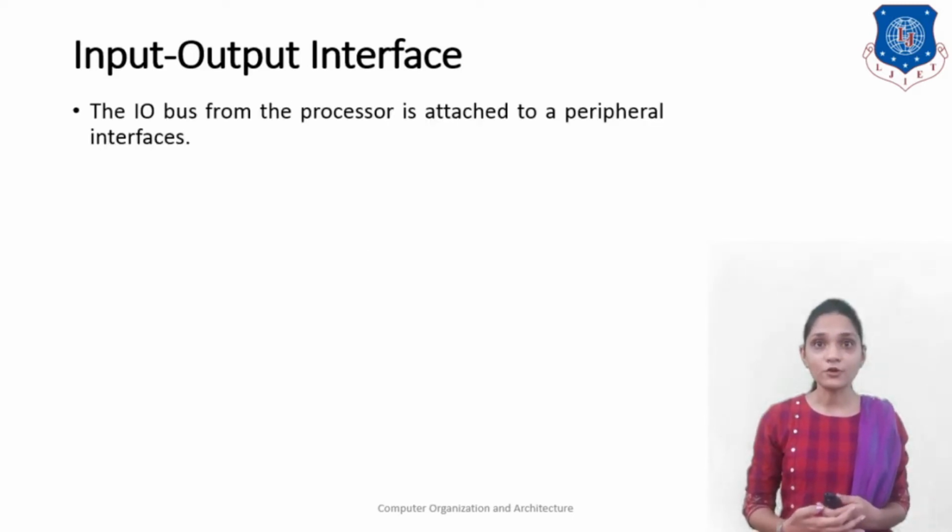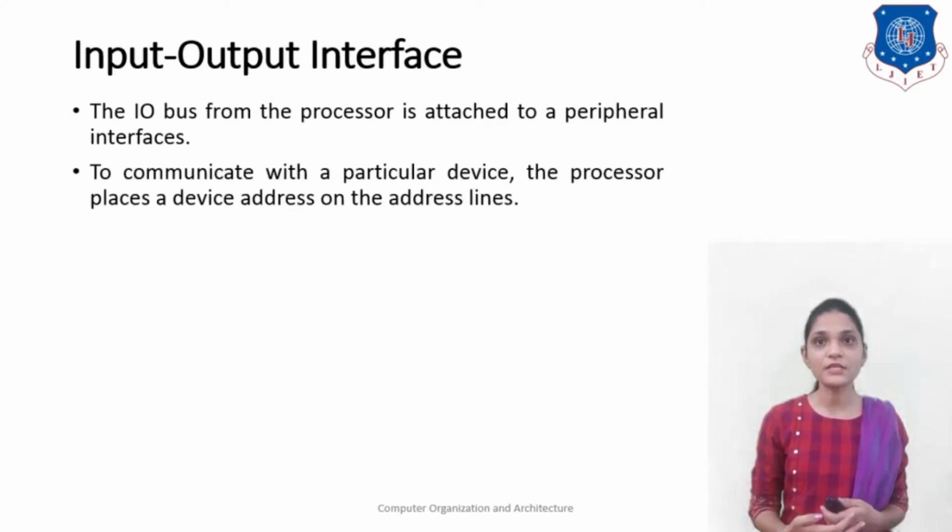Here, the I/O bus from the processor is attached to the peripheral interface. To communicate with the peripheral device, the processor places the device address on the address bus.